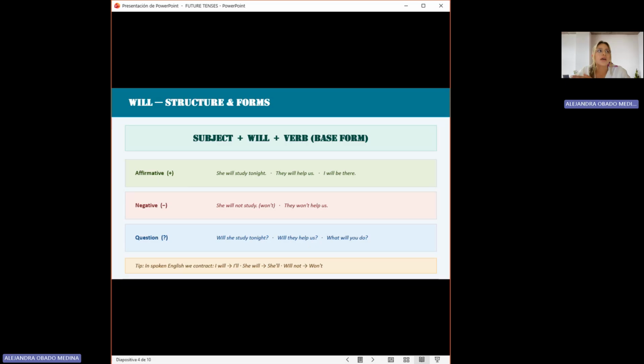How do we build a will sentence? It's actually very, very simple. Not complicated, no problem. Look at the formula. Subject plus will plus verb base form. Es decir, el verbo en su forma base. No vamos a utilizarlo de ninguna otra forma, okay?